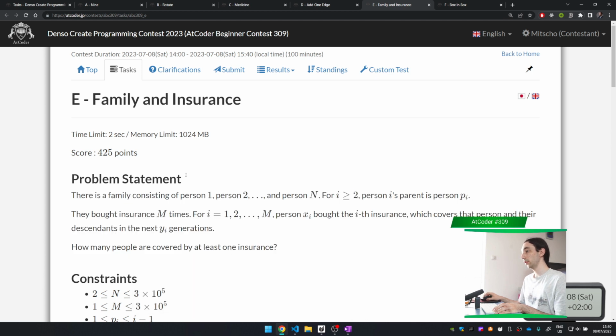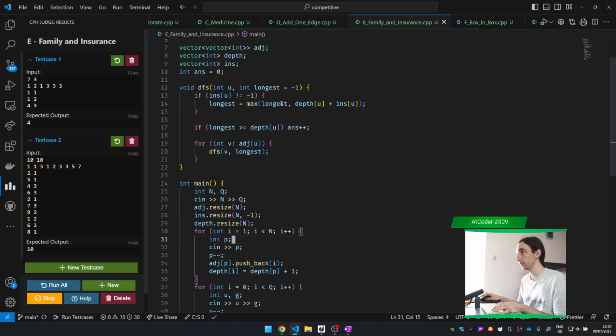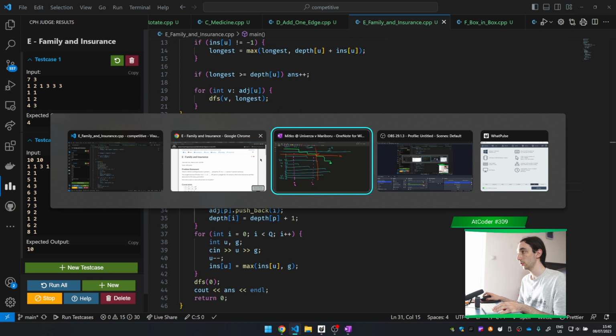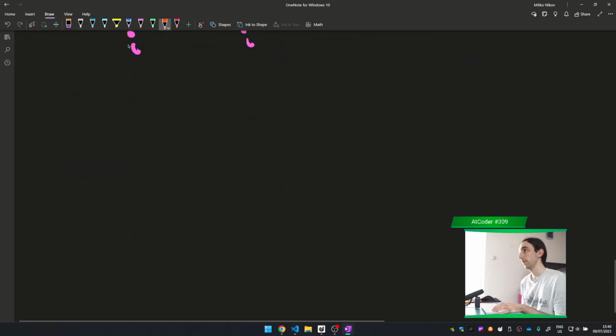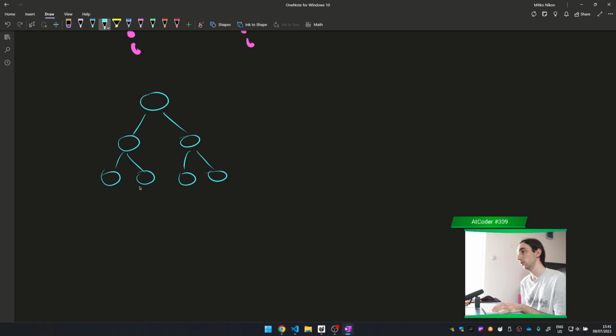E also was pretty simple. I will just skip it fast. So what I did for E is, essentially, I have a tree, right? And then I note the depth of each of the vertices. So this is depth 1, this is depth 0, 1, 2, 2, 2, 2, 2, 3, 3, 3, 3, 3, and then here let's say 4.